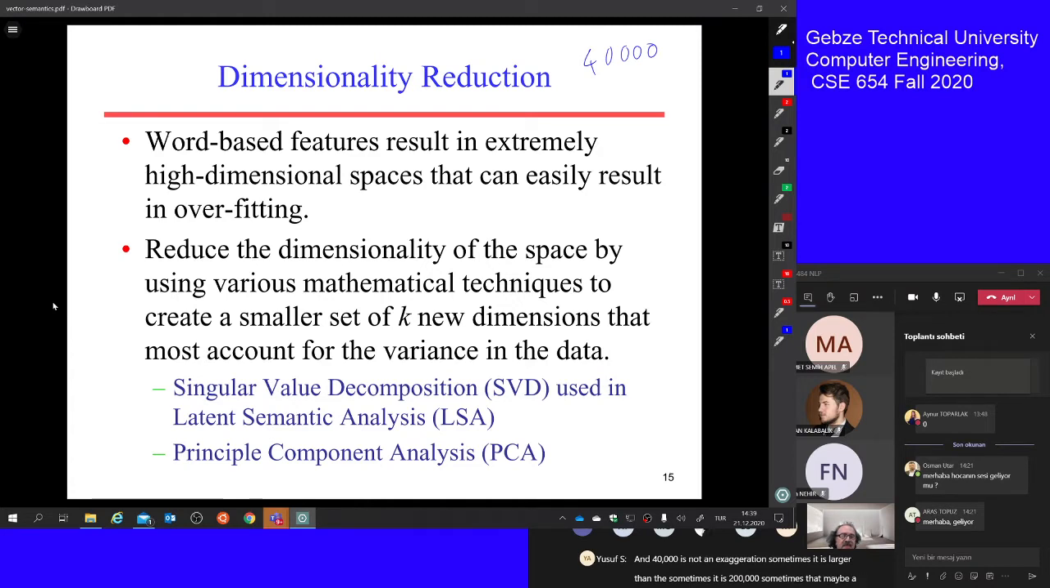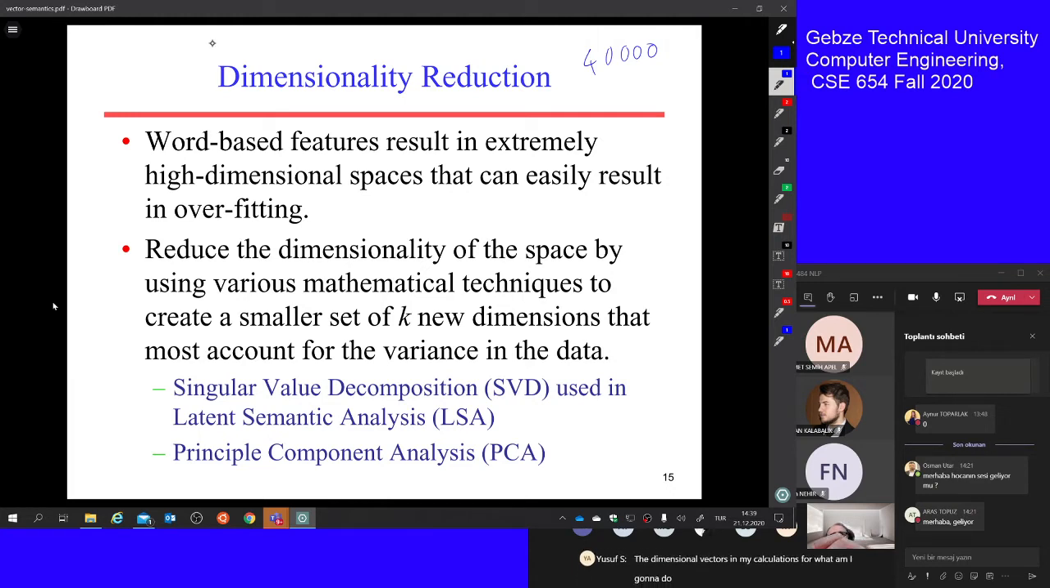Because especially for Turkish, if you don't do the morphology right, we can have hundreds of forms of the same word, right? So that's not good. I don't want to be dealing with 40,000 dimensional vectors in my calculations. So what am I going to do?